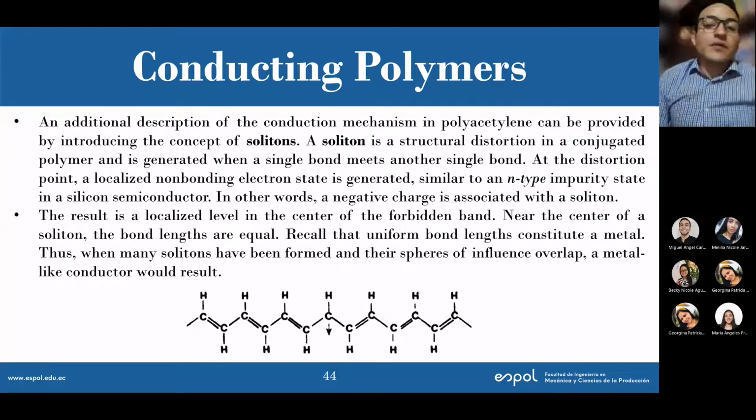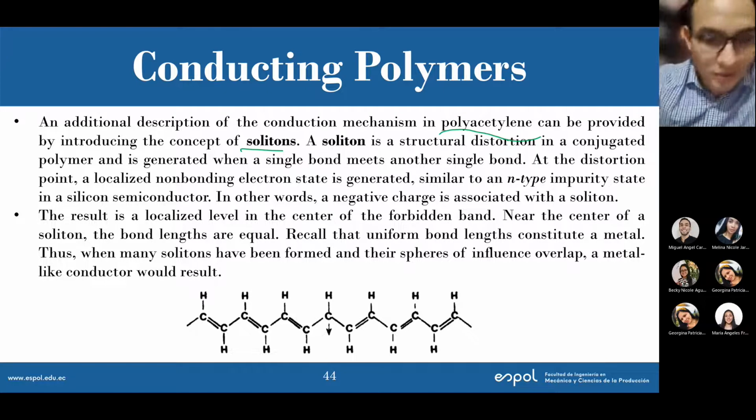We need to describe or mention an extra concept to describe the conduction in polymers. And that actually is called a soliton. Yes, it does apply perfectly for polyacetylene, but it doesn't only apply to polyacetylene, but in general to most conducting polymers. And that is the concept of a soliton. What is a soliton? So, a soliton is just a structural distortion in a conjugated polymer.